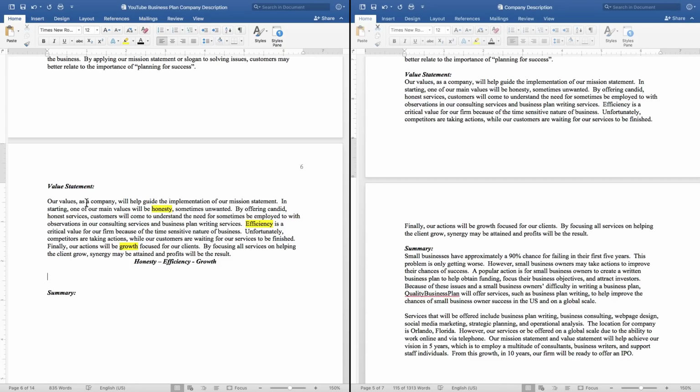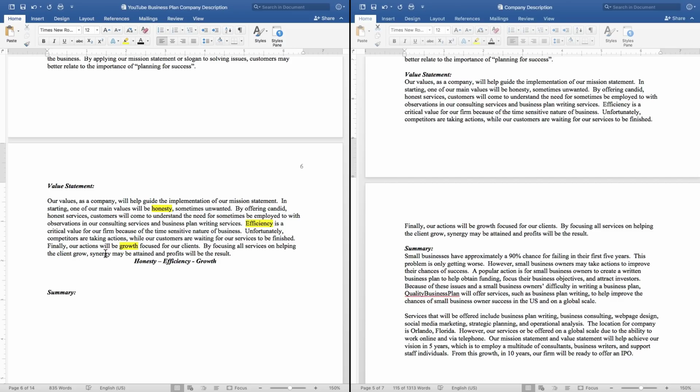Our values as a company will help guide and implement our mission statement, tying back to the mission statement. And then I break down one of our main values, which is honesty, and why honesty is important. As a business plan writer and a business plan consultant, you've got to be honest, sometimes brutally honest with the customers, especially if they're not listening to you. They hire you to give them advice. If they don't listen to your advice, then you have to be honest as to why it's important for them to listen.